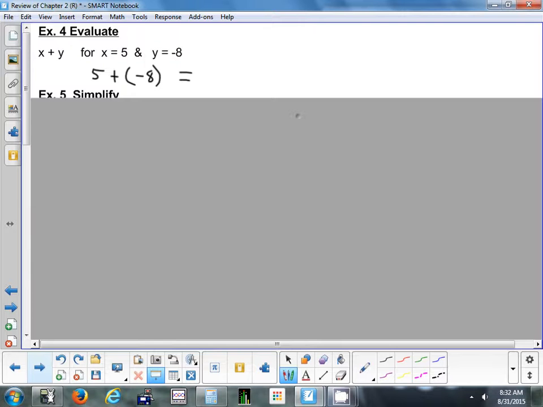Can anyone tell me what that's going to simplify to? Keep in mind different signs here. One's positive, one's negative. Ryan? Negative 3. Perfect, negative 3. Good.